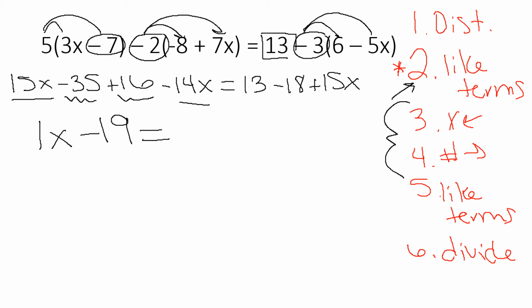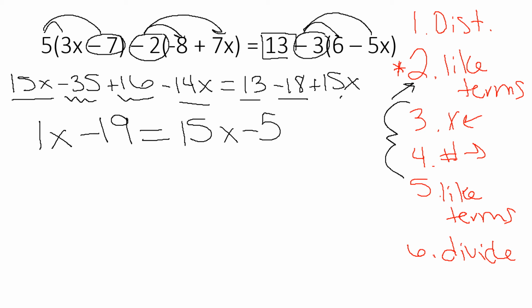Equals, on this side, I have a 13 and a negative 18, and then this 15x is all by itself. So I'm going to leave that 15x there, and then I'm going to do my 13 minus 18. Different signs I subtract and keep the sign from the bigger number. All right? Now again, I could have done 3 and 4. I could have gone ahead and moved everything over and then added my like terms, but I like to simplify first. It helps my brain.